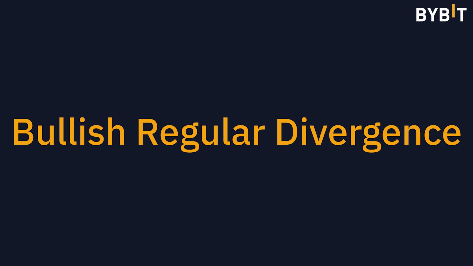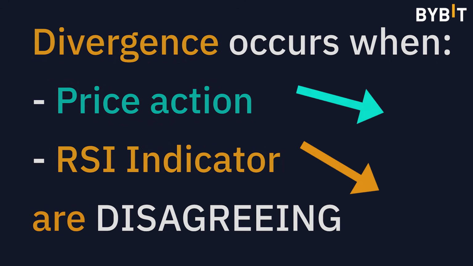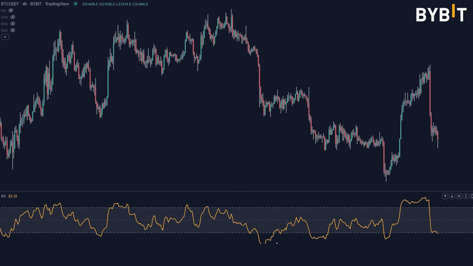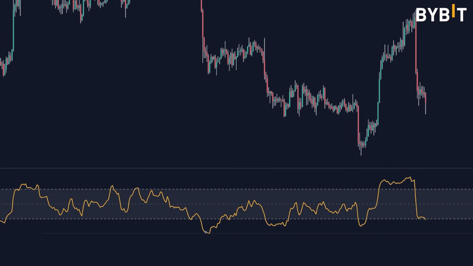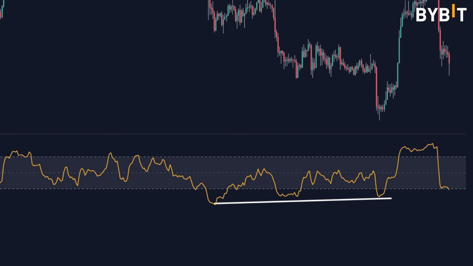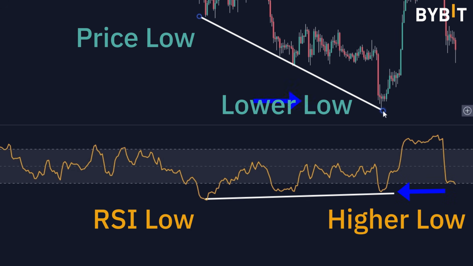Now, divergence is in essence when the market, the price action, and the relative strength index indicator are disagreeing. They're moving in opposite directions. If we take a look at Bitcoin on a 4-hour chart, we have a bit of bullish divergence taking place because we can see down here the RSI did not reach this previous low level. So the RSI created a higher low while price created a lower low.